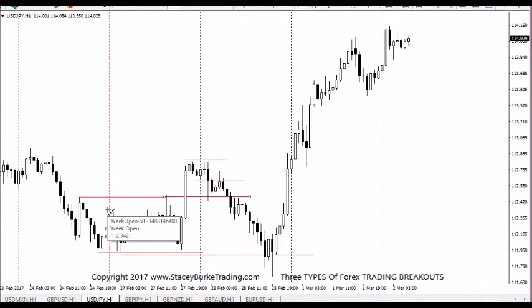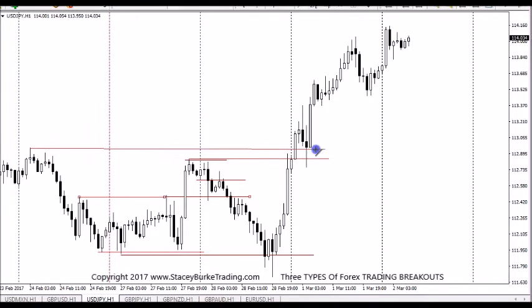Price breaks out, it retests, it fills more orders, and it continues. So we see price breaks out of not only Monday's high, but also Friday's high. Price breaks out, it retests, it fills more orders, and a continuation happens. Now, as we head into Thursday's session, we see price has broken out, it's retested, and currently it's filling more orders.